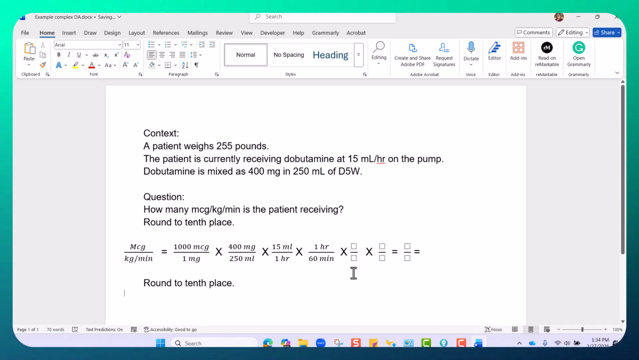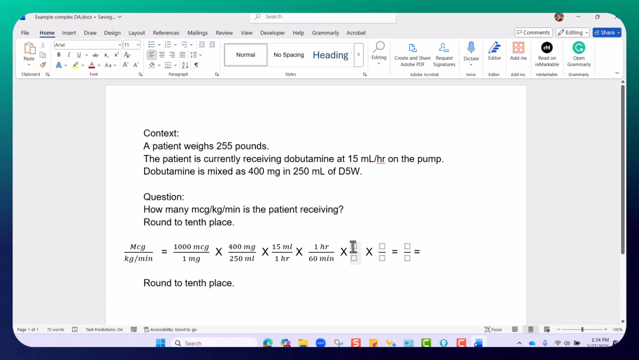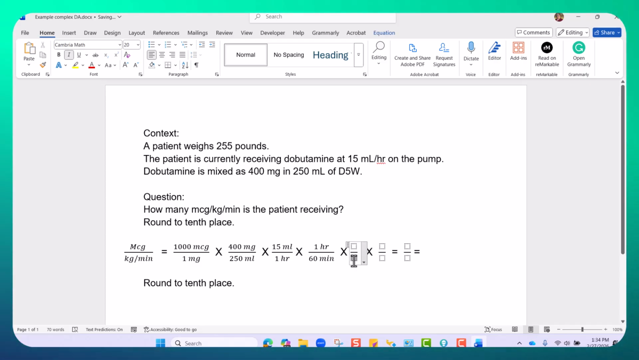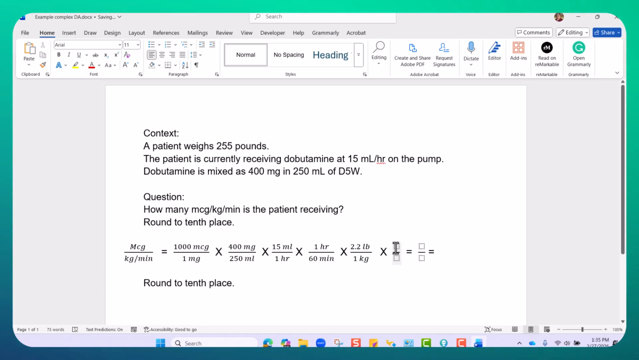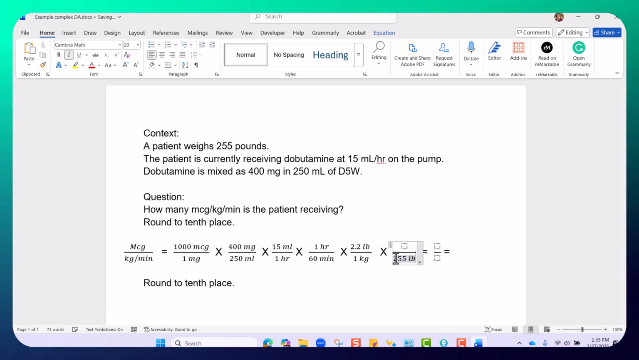We still need the kilograms, but our patient is in pounds. We're going to have to do a conversion because we need the kilograms to end up on the bottom. So our kilograms is going to go on the bottom and our pounds are going to go on the top. This is going to have to be a conversion factor. The students know that there's 2.2 pounds in every 1 kilogram. The patient weighs 255 pounds, and they know that there is an understood 1 up there.